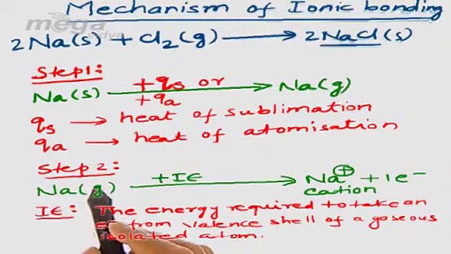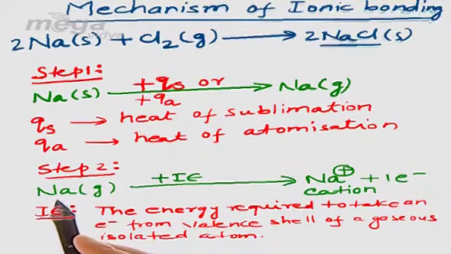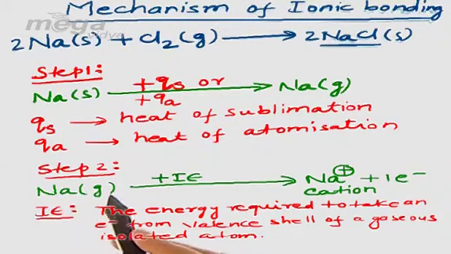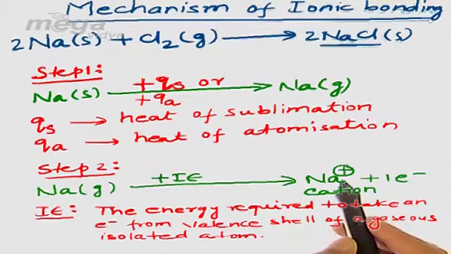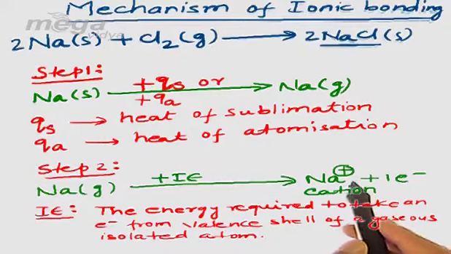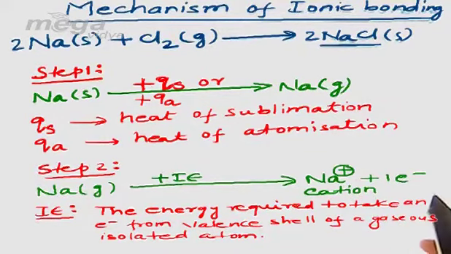So here also in step 2 we are observing that sodium is in the atomic, isolated form, in the gaseous state. On the provision of energy, that is ionization energy, it will undergo the loss of one electron from its valence shell, and in case of sodium it has got only one electron in its valence shell, so it will convert into sodium cation and one electron will be liberated out.